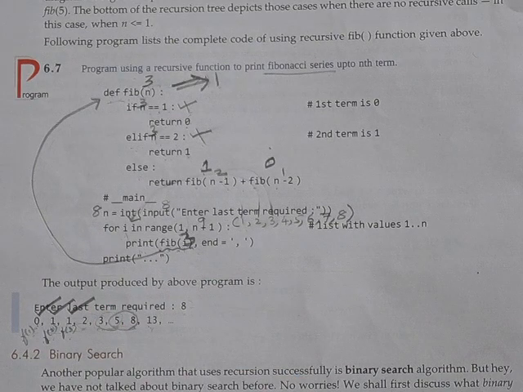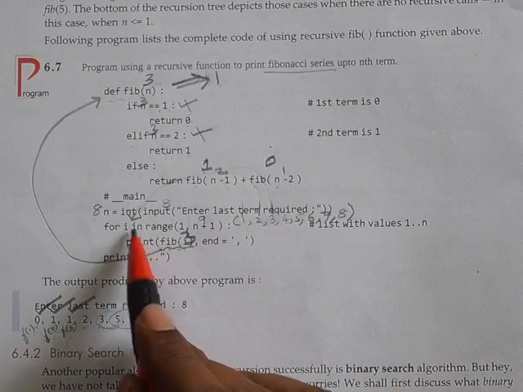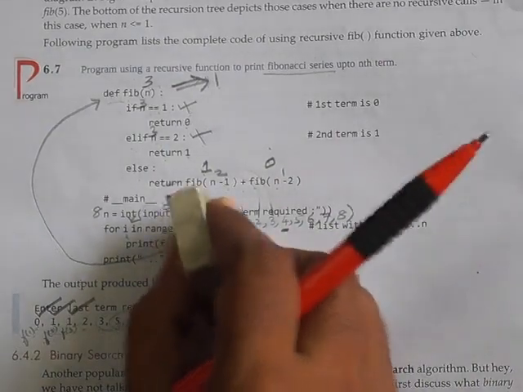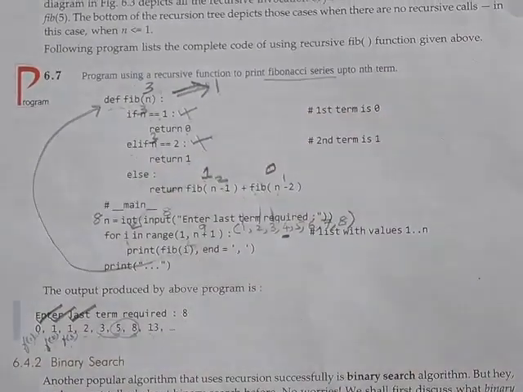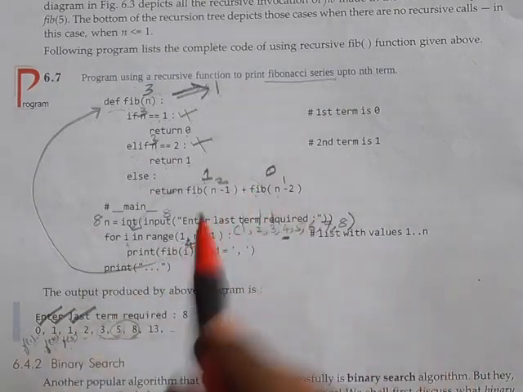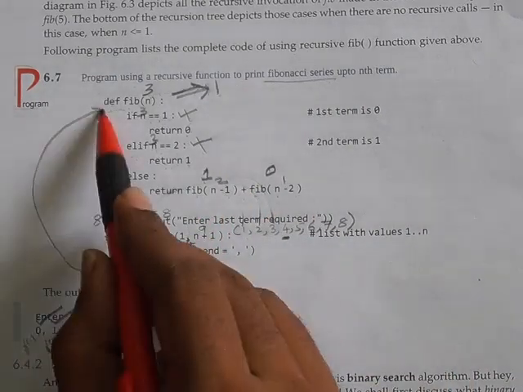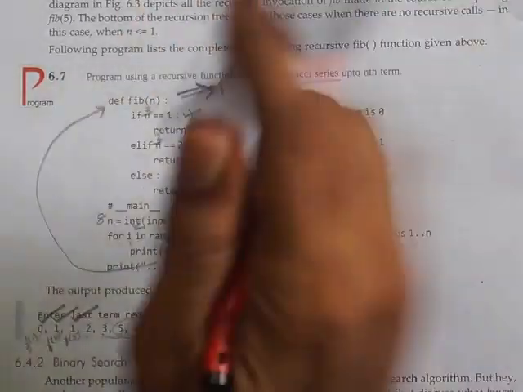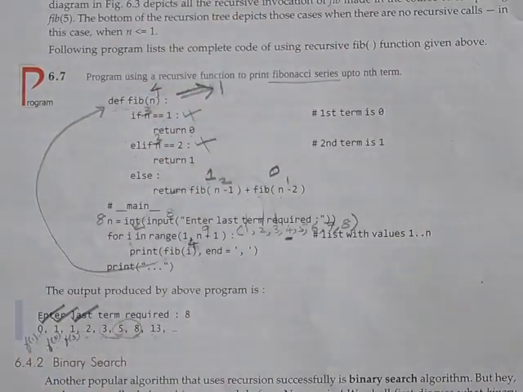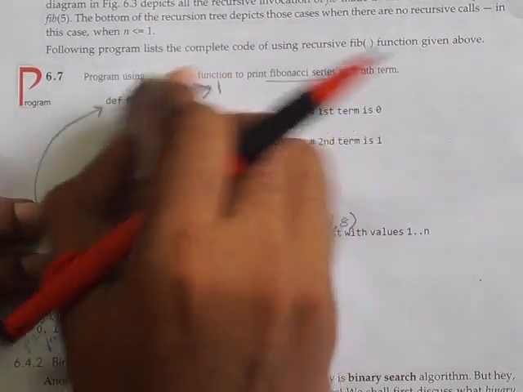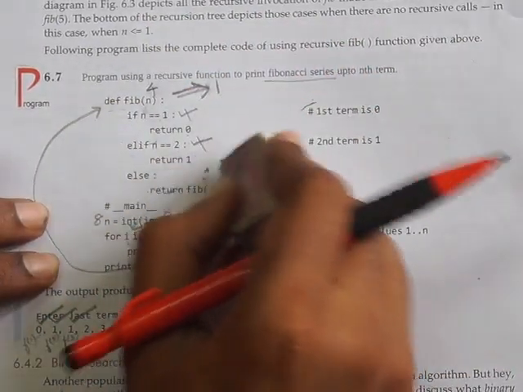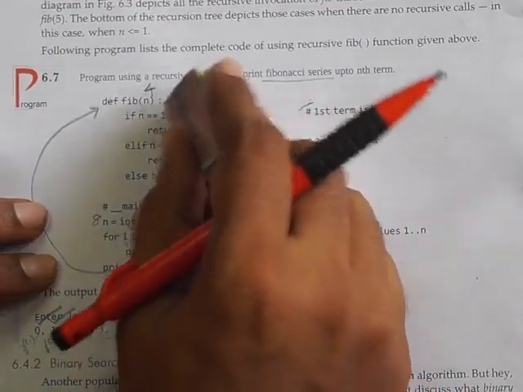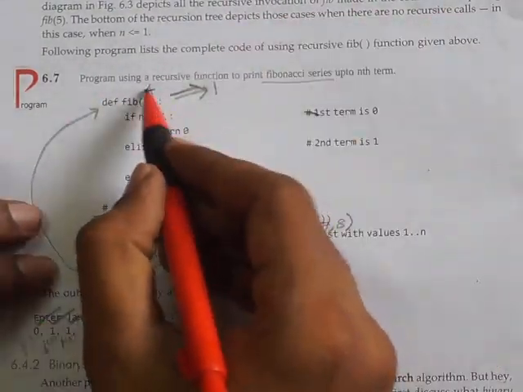Got it? Listen. Now what is the value of i? Now it is 4. The i value is 4 now, and the control will be transferred here. Now this n value is 4.